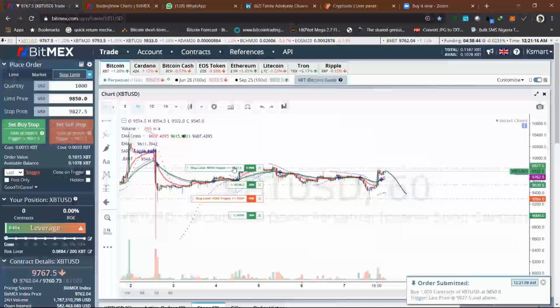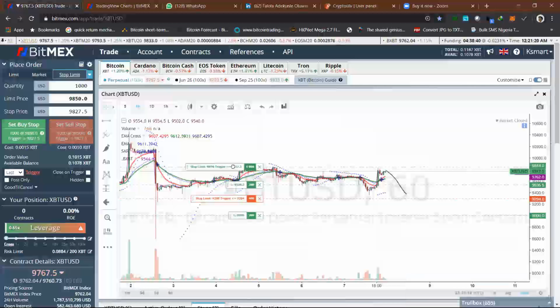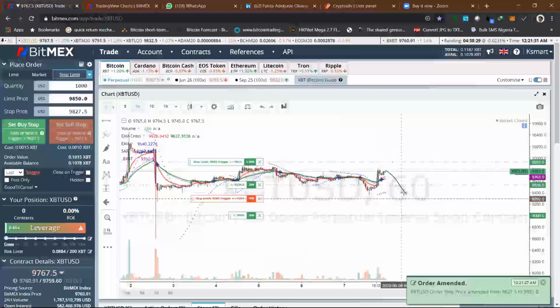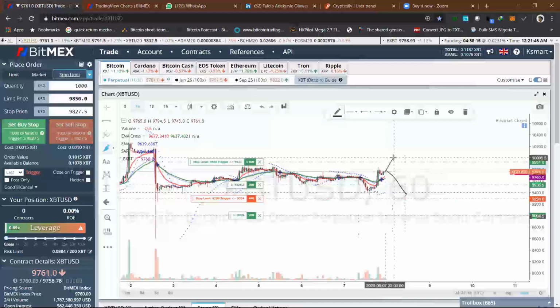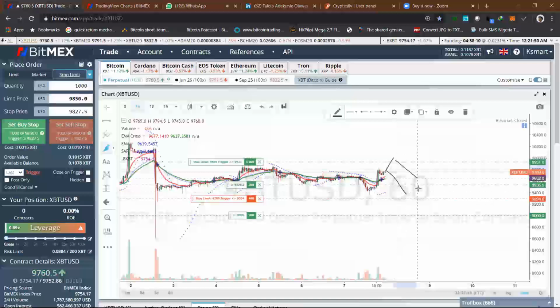So what I can do right now is, because it's around the support region, I'm going to place a bit above the support region. The reason is Bitcoin can be very funny. The exchange market can be very funny and they can be tricky sometimes. If you don't place above the support region, Bitcoin can come to your support region like this, hit this, come down again, and consolidate again before it keeps coming down.